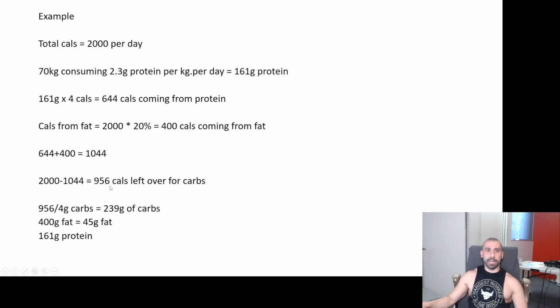Now we said that whatever calories are left over is going to go to carbohydrates. So if we minus that 1,044 protein and fat calories from our total calories, we have 956 calories left over that can be allocated to carbohydrates. We said that 1 gram of carbohydrates equals 4 calories. So if we divide that leftover calorie value by 4, that gives us 239 grams of carbs. So this person's macros for their deficit at 2,000 calories is going to be 161 grams of protein, 45 grams of fats, and 239 grams of carbs.